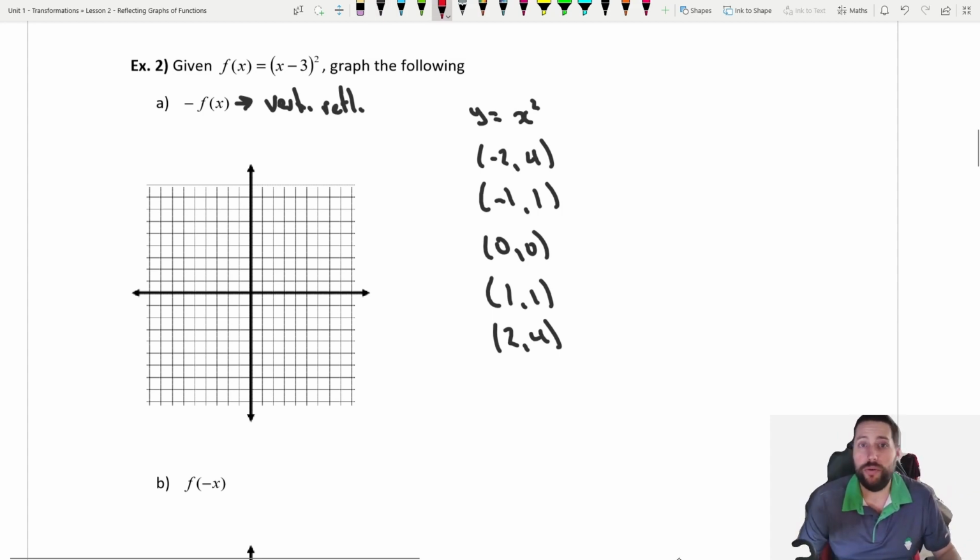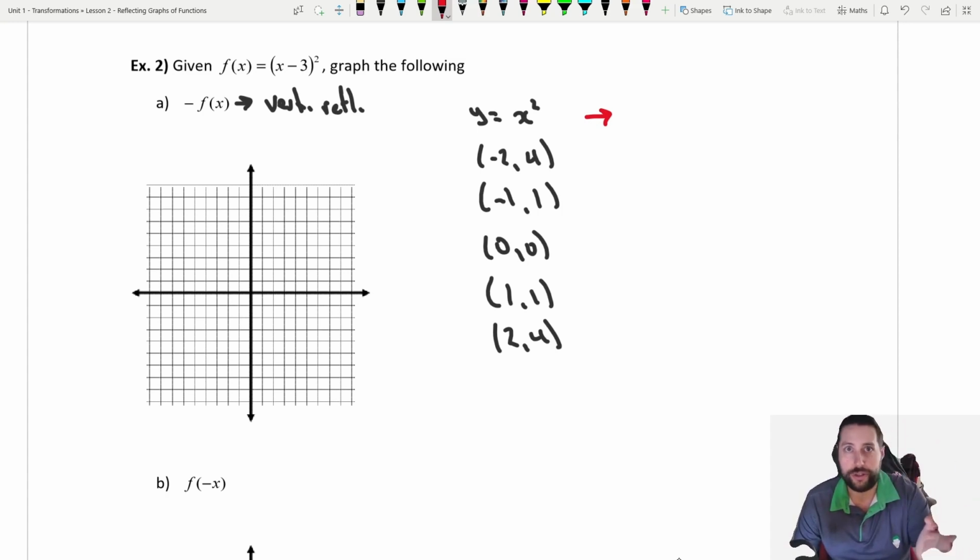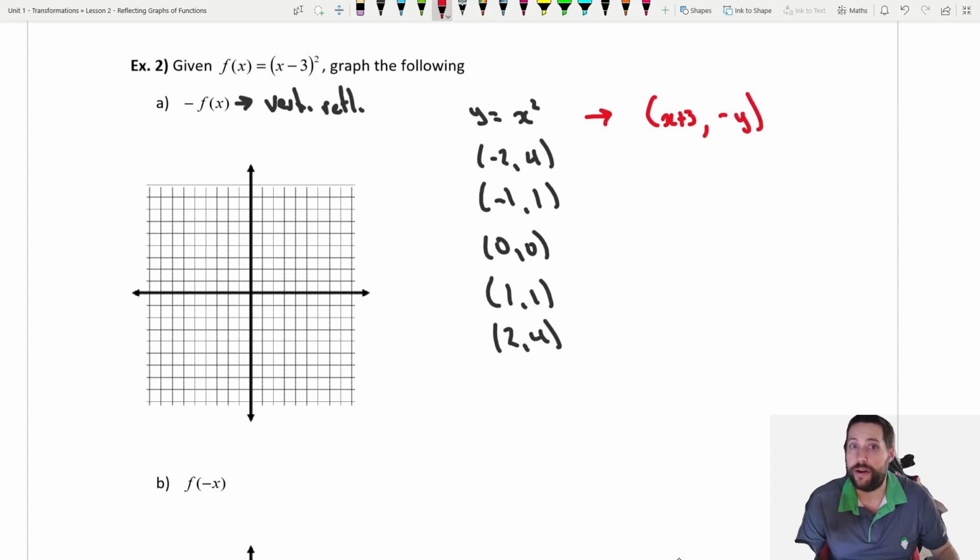What we're going to do is use the mapping notation to move things around. In this particular function, we've shifted this graph 3 units to the right. So we're going to go x plus 3. And then we have a vertical reflection, which is going to change our y's. So we're going to put a negative y there.